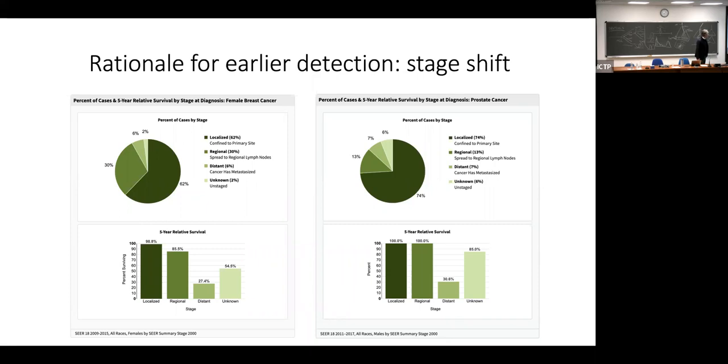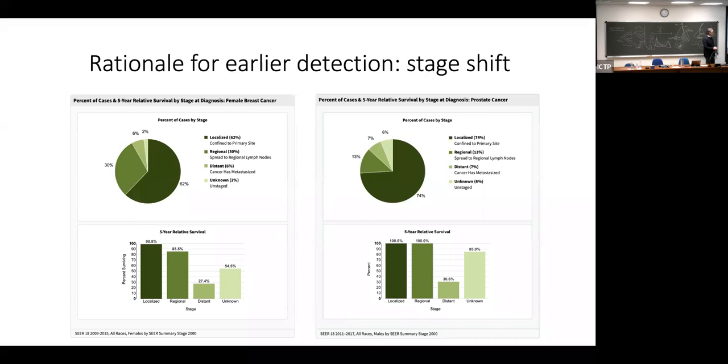As you can see, if I find cancer in stage one or two, when the cancer is still localized, after 5 years, essentially 99% of women are alive. So that means that the cancer was found, was removed surgically, and done, okay? Or with the radiation or whatever, but done. Similarly, with prostate cancer, 100% of those that found the cancer at the localized stage are fine after 5 years, okay?